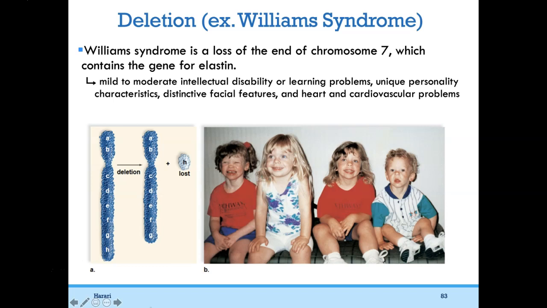That contains the gene for elastin, which is a protein that has many roles in the body. So with elastin missing, there are effects on the cardiovascular system. Also, the skin ages prematurely. There are mild to moderate intellectual disabilities and some distinctive facial features. So that's Williams syndrome.